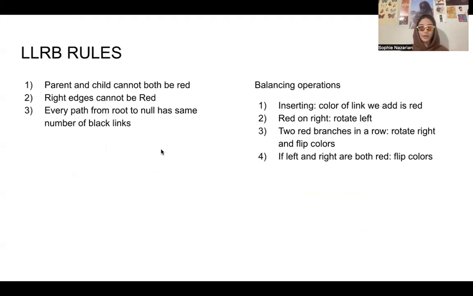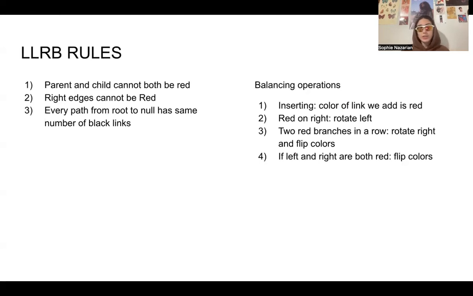The next rule is red edges cannot be on the right-hand side. This is because it's a left-leaning red-black tree, so red edges are always on the left. And the last rule is every path from root to null has to have the same number of black links. Once again, we want to hold that nice and bushy structure. We want it to be symmetrical. We want the height to be even throughout because this helps with runtime.